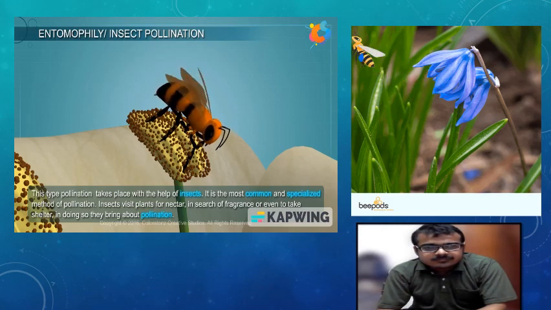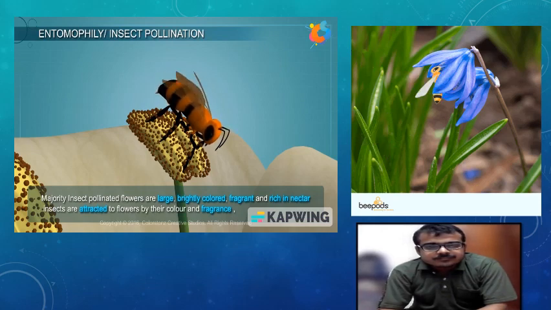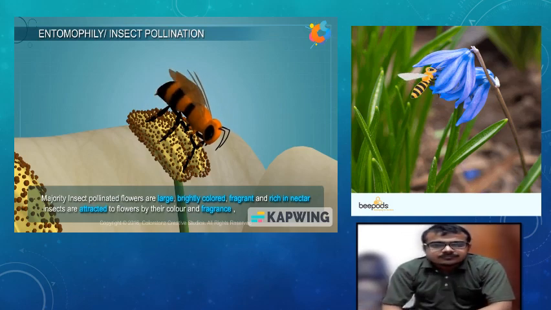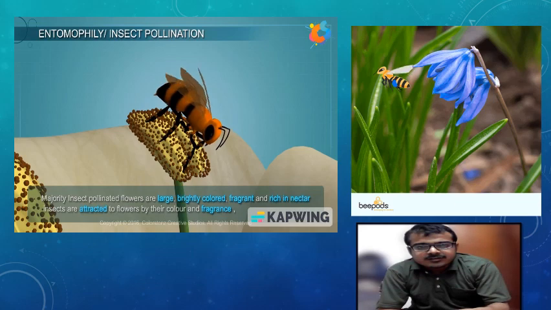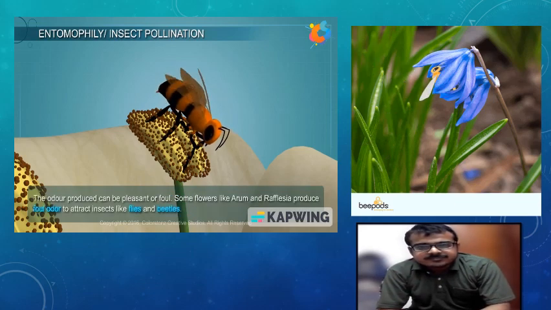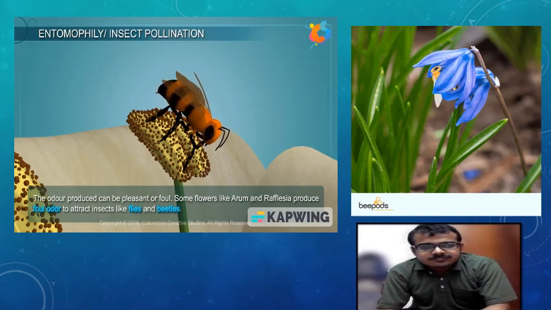They bring about pollination. The majority of insect pollinated flowers are large, brightly colored, fragrant and rich in nectar. See how insects are attracted to these flowers: they are attracted by the flowers' color and fragrance, and drinking its nectar. The odor produced can be pleasant or foul. Some flowers, like arum and rafflesia, produce foul odor to attract insects like flies and beetles.